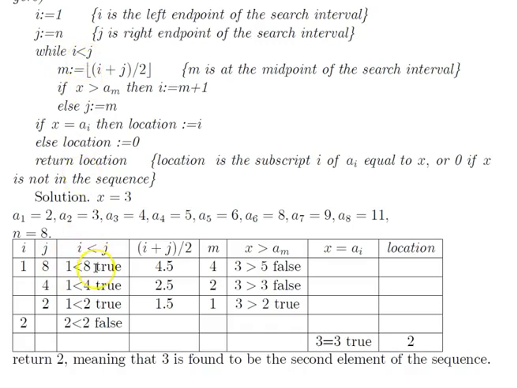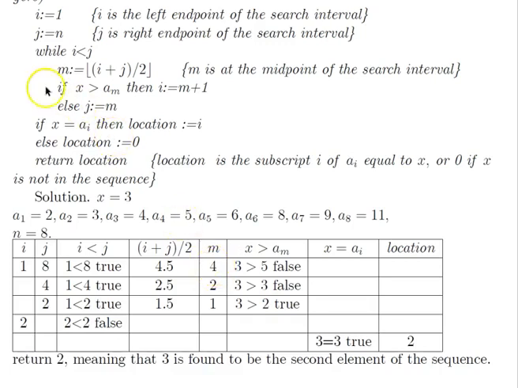Check the condition of the while loop. 1 is less than 8, so the condition is true. We do the action of the while loop once. m takes value the floor of i plus j divided by 2. In i and j we have 8 plus 1, 9, divided by 2, 4.5. The floor of 4.5 is 4, so m takes value 4.